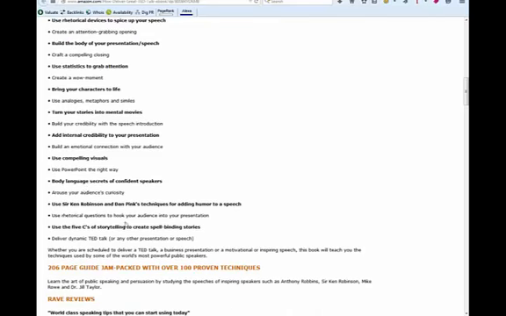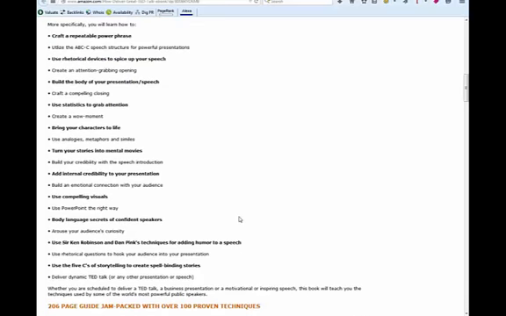And then you get some other basic different bullet points. 5 C's of storytelling would be another example of a mechanism. Sir Ken Robinson's and Dan Pink's techniques for adding humor to a speech. So this is what blank can teach you about blank. What Dan Pink can teach you about adding humor to a speech. It's just a different way of phrasing that, and it's used in a bullet point, and it makes it intriguing. Right? So you see how it'll mix different elements.